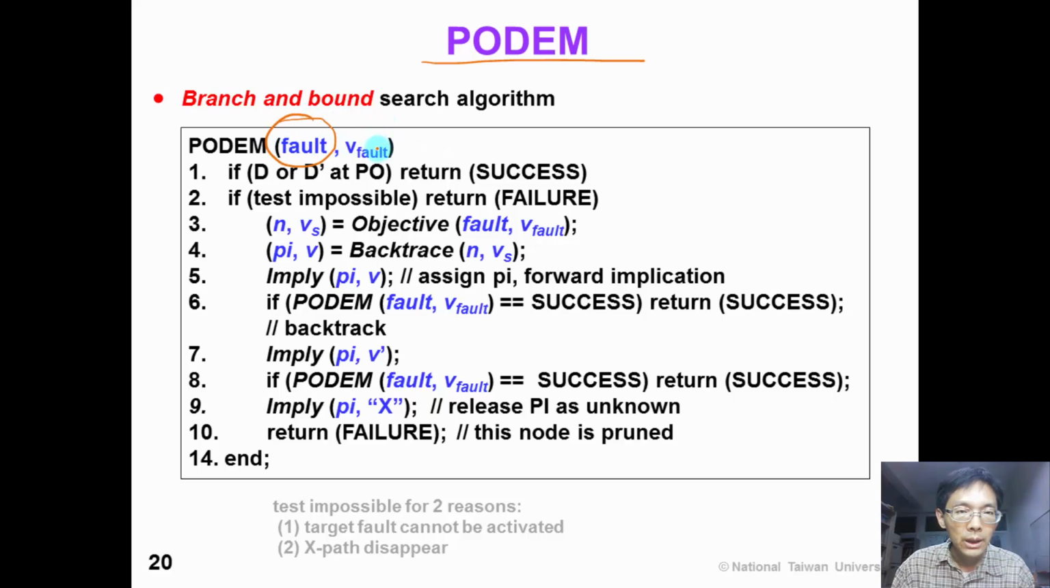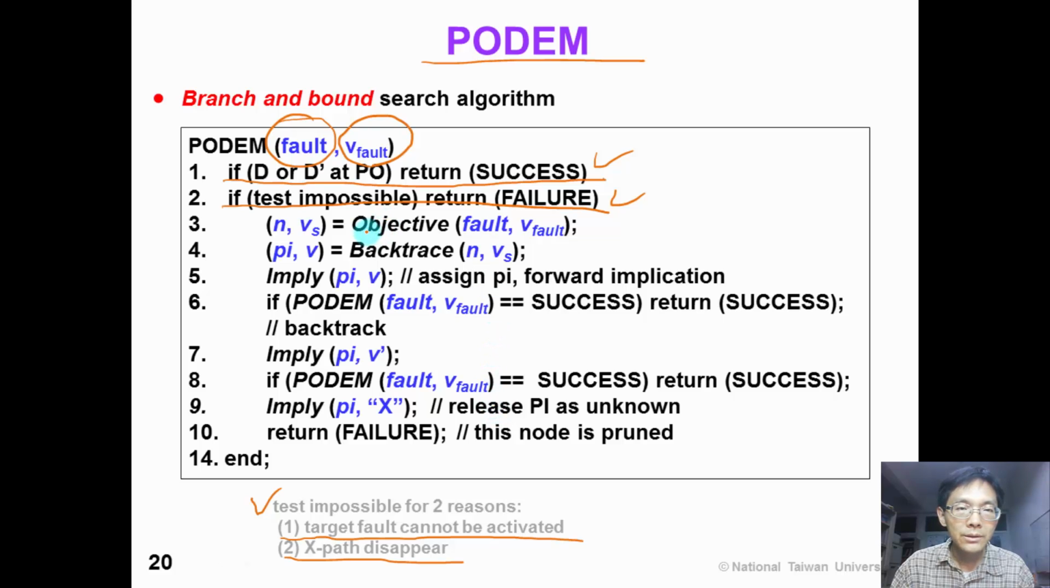Given a fault and the stuck-at value V fault, we first check if D or D prime has already reached a primary output. If so, the test has been generated successfully. Otherwise, we check whether a test is possible or not. If it is not possible to generate a test, then we return a failure. There are two reasons for this failure. First is that the target fault cannot be activated. The second reason is that the X path disappeared.